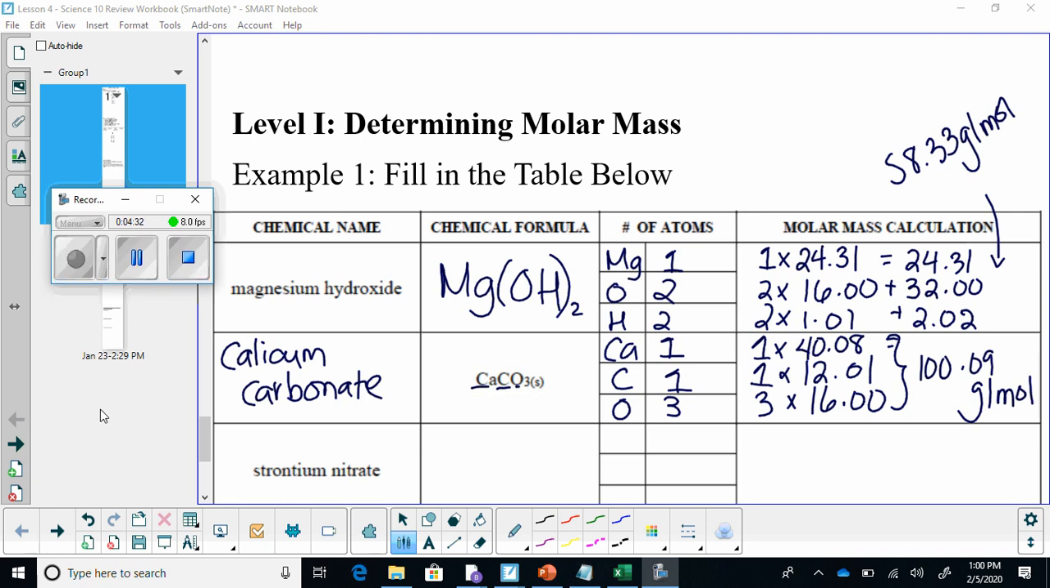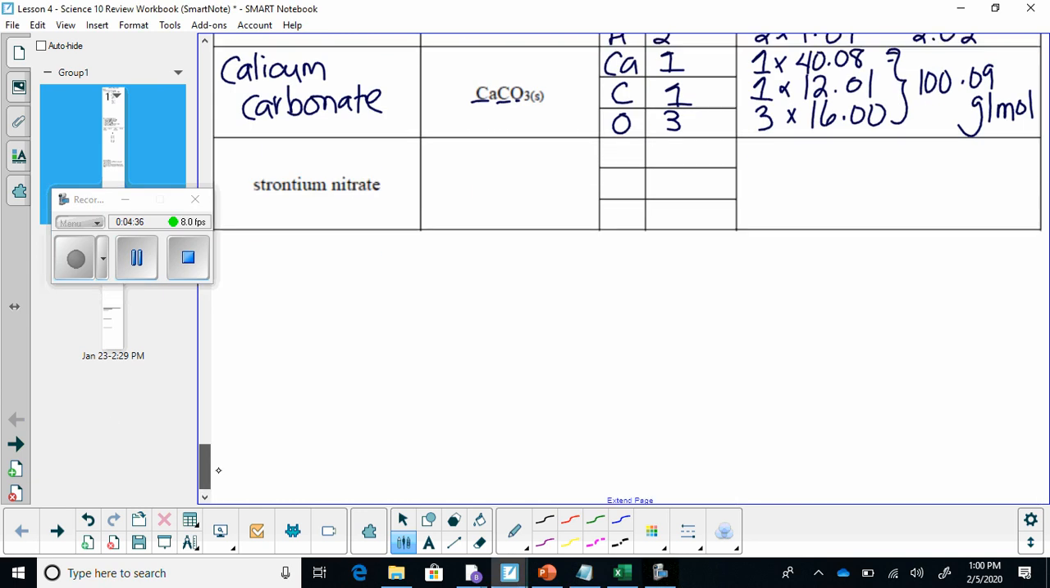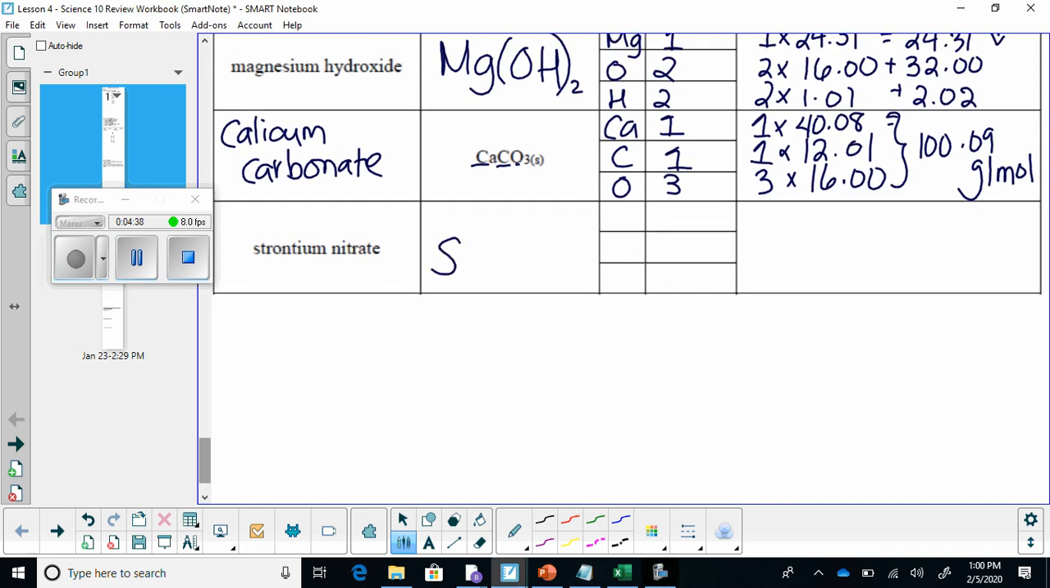So strontium nitrate is going to have a chemical formula of Sr(NO3)2. Okay, make sure that you've written this chemical formula correctly. A lot of people forget that there are 2 nitrates. Okay, and you should get a molar mass of 211.64 grams per mole.